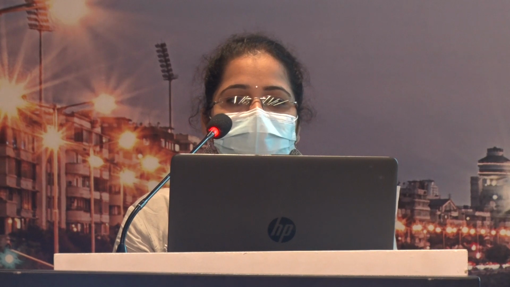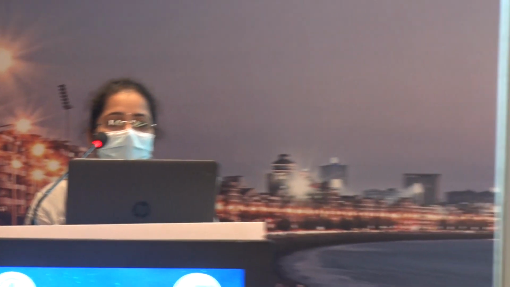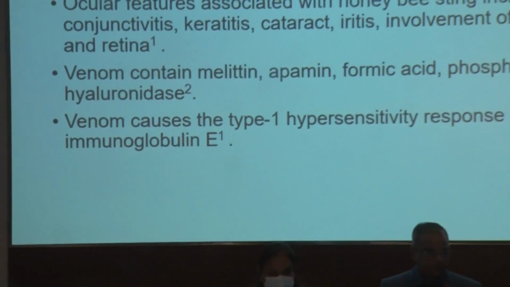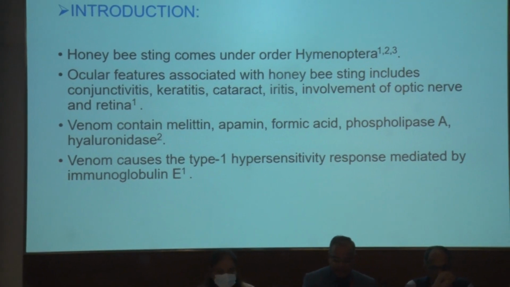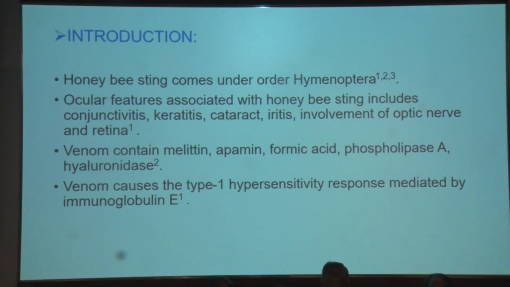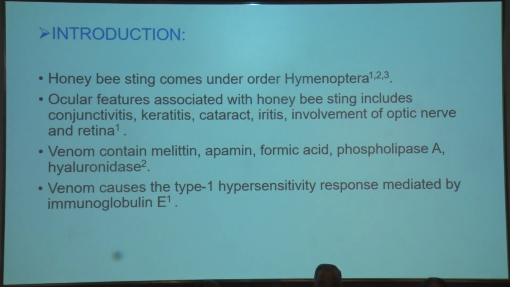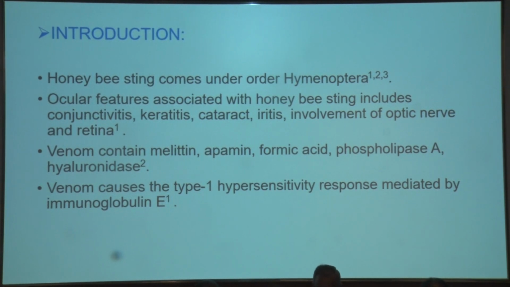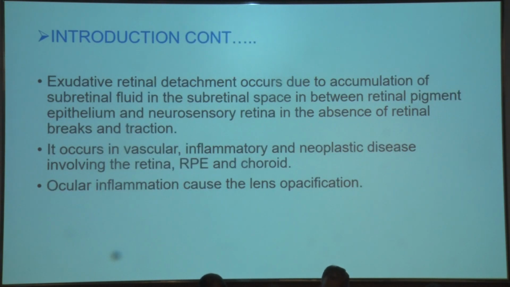Introduction. Honeybee sting comes under the order Hymenoptera. Ocular features associated with honeybee sting include conjunctivitis, keratitis, cataract, iritis, and involvement of the optic nerve and retina. Venom contains melittin, apamin, formic acid, phospholipase A, hyaluronidase. Venom causes a type 1 hypersensitivity response mediated by immunoglobulin E.